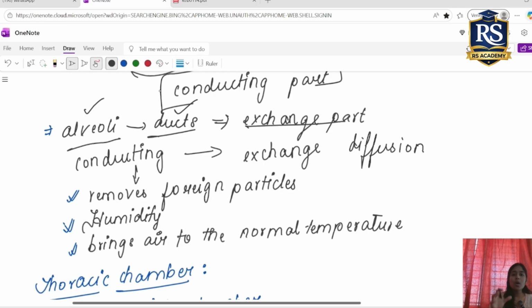Now, while the air moves inside the conducting part, that is from external nostrils to nasal chamber to pharynx to trachea, in these parts itself the air will be humidified, the foreign particles will be removed, and the air will be brought to body temperature, and that is how humans actually survive very cold temperatures.